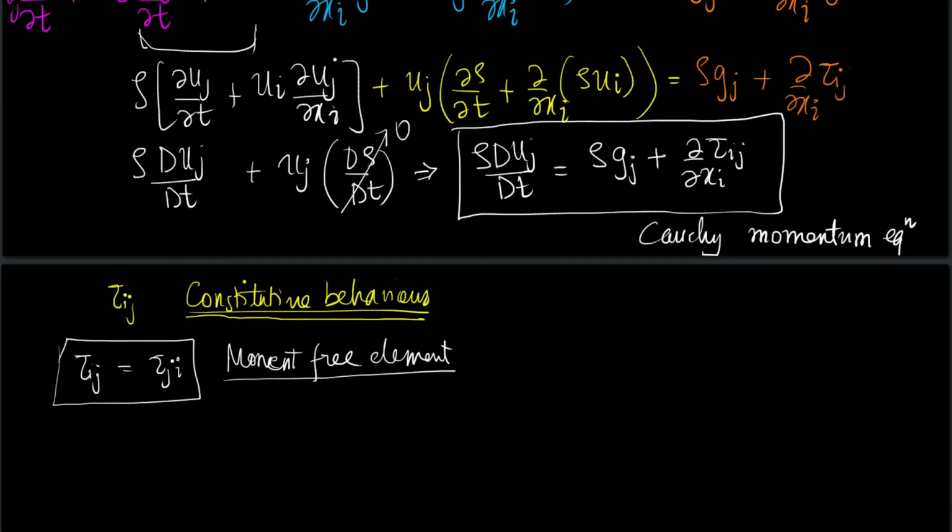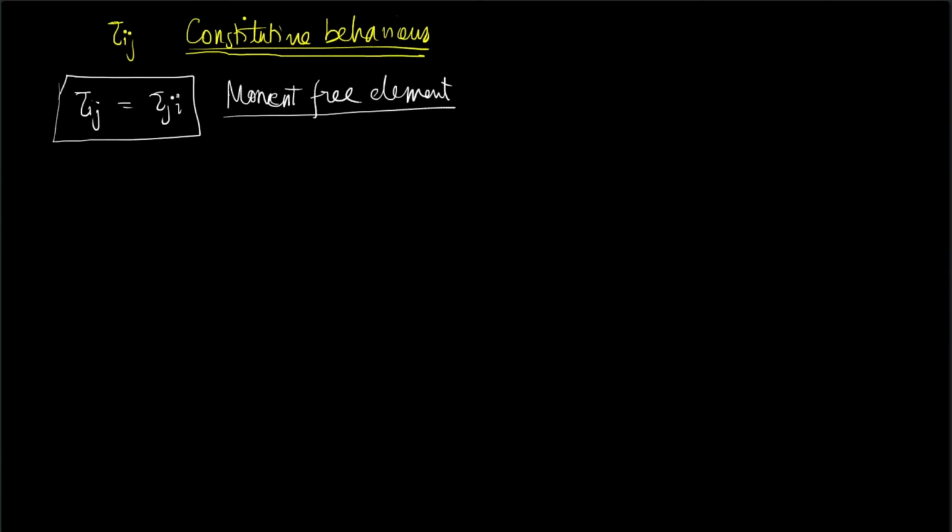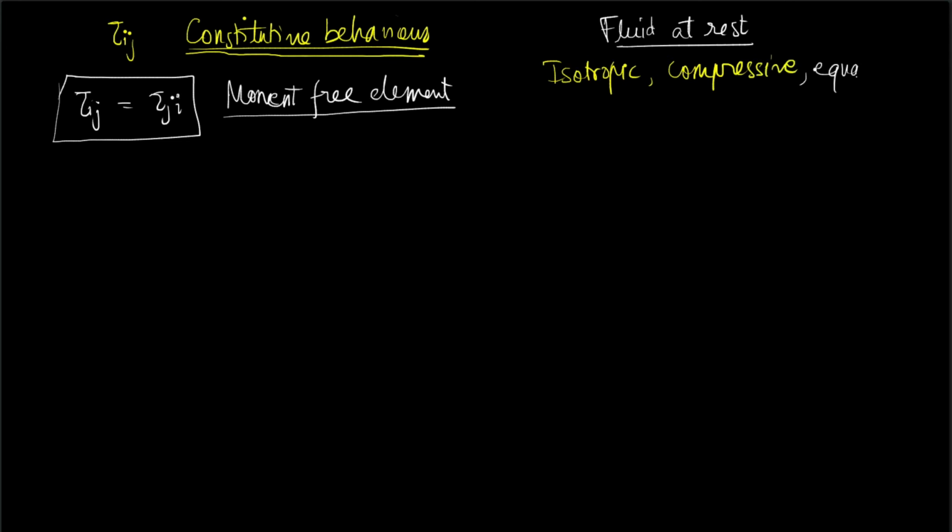Now let us go towards the general description of a constitutive behavior. Let us consider a fluid at rest. For a fluid at rest, we know that the stress is isotropic and compressive. So if it is isotropic, compressive and equal from all sides at a point, the stress must be written in the form of minus P delta ij, where delta ij is this.